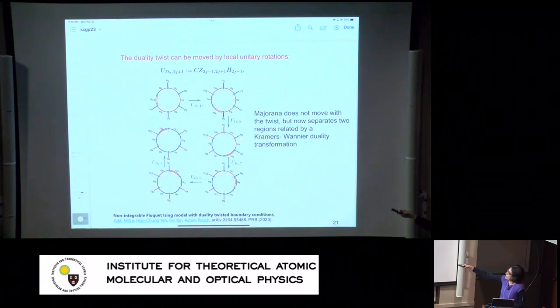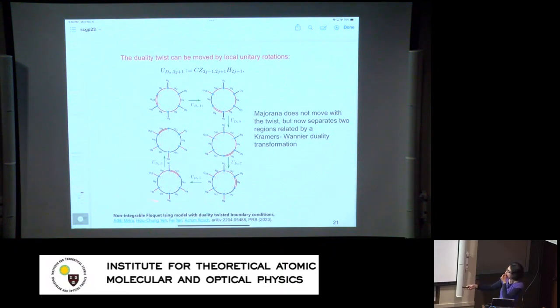I can keep doing this unitary transformation. I can move this duality defect between sites 6 and 5. So I move it another one. And this Majorana is still fixed here. But now, again, for all the sites between where the Majorana is located and the twist, you have a Kramers-Wannier transformation where the roles of J and G have interchanged.